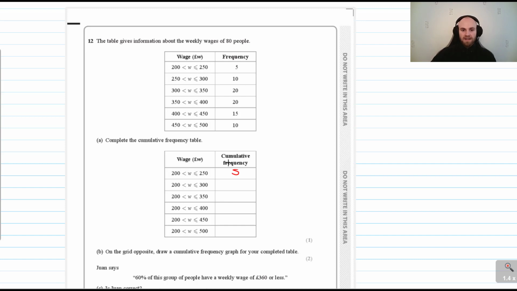So we're going to add this 10. It's going to be 15. Between 200 and 350 people we're going to add this 20 on. So it's going to be 35. Add the 20 is going to be 55. Add the 15 is going to be 70. And add the 10 is going to be 80. And like I said, does this number match this number? Yes, it does. Part B, on the grid opposite, draw a cumulative frequency graph for your completed table.